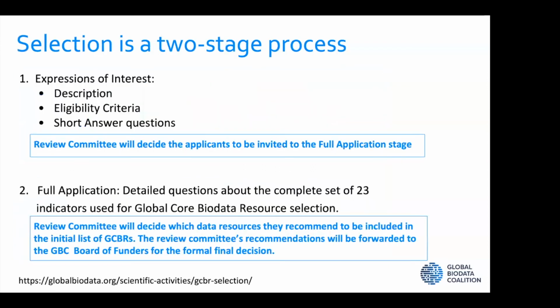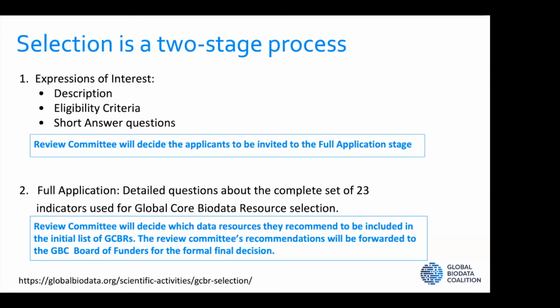Now, the selection process is going to unfold in 2 stages. The first stage is the expressions of interest, open for submission 21st of March until the 22nd of April. That is a high-level application form and includes 3 sections, which I'll go into in a moment: description, eligibility criteria, and short answer questions. After the expressions of interest have been submitted, they will be reviewed. We have a review committee, and each expression of interest will receive multiple reviews. And then when all the primary reviews are in, a review committee will sort through those and decide which applicants will be invited to the full application stage.